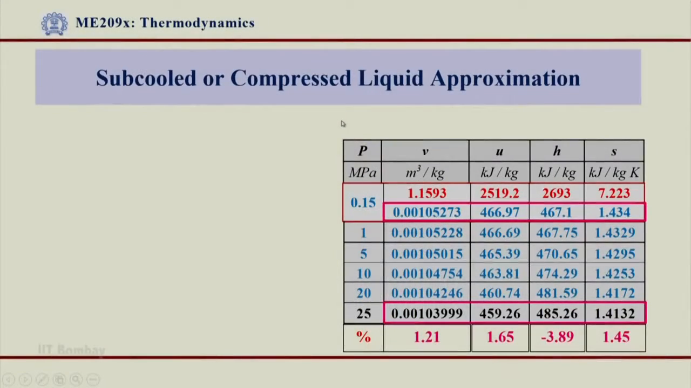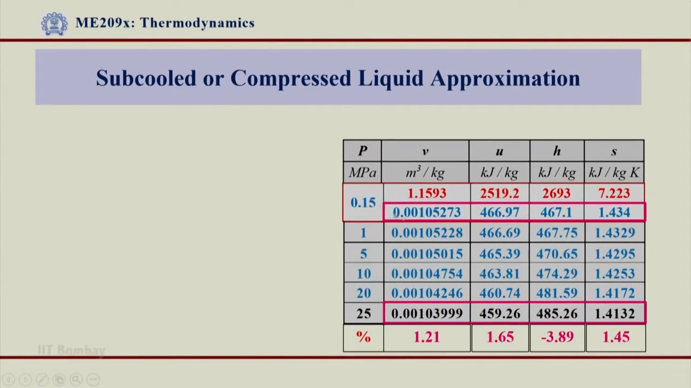So, on this slide I can again show you the same table, where we saw that with the compression of the subcooled liquid from its Psat value, which is 0.15 MPa, to a very high pressure, in fact above the critical pressure of water, the value of V changes by only 1.21% compared to its Vf value, that is the value at the saturation pressure of water, alright.